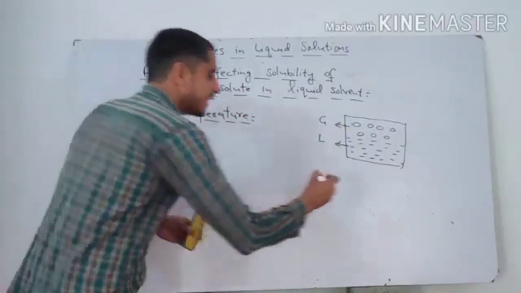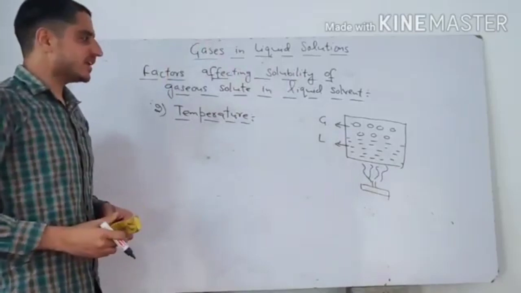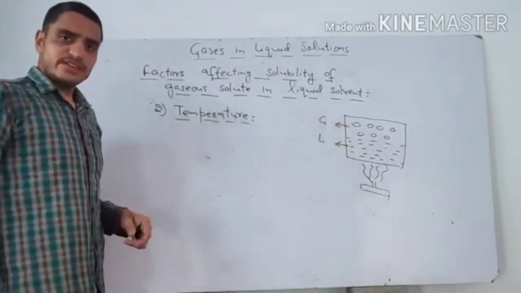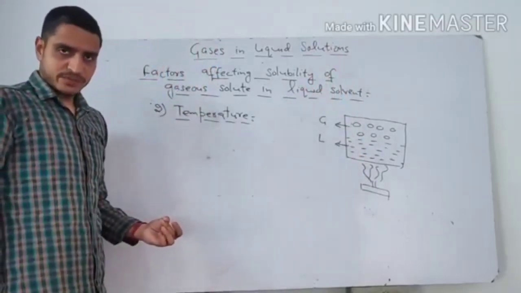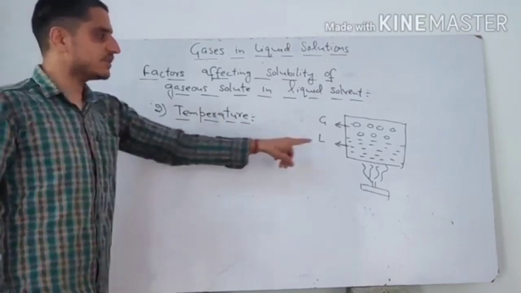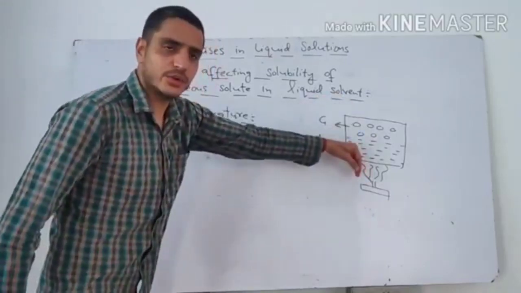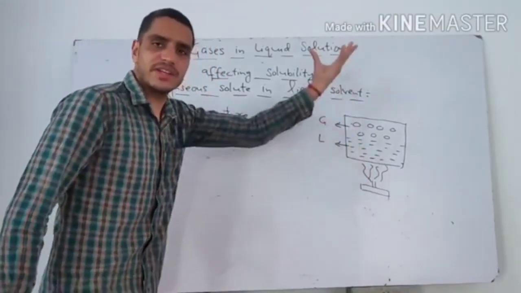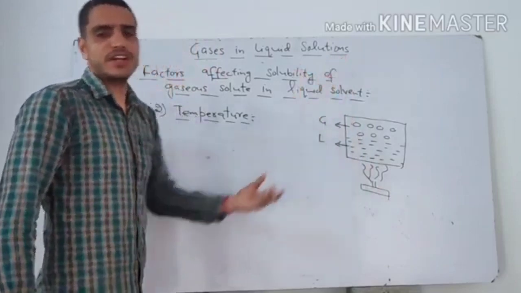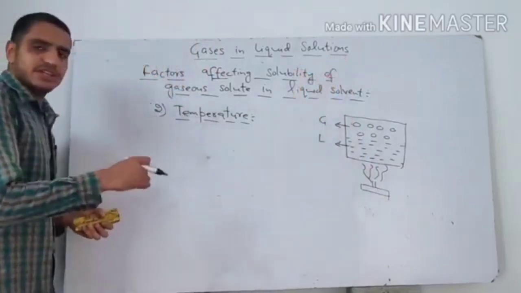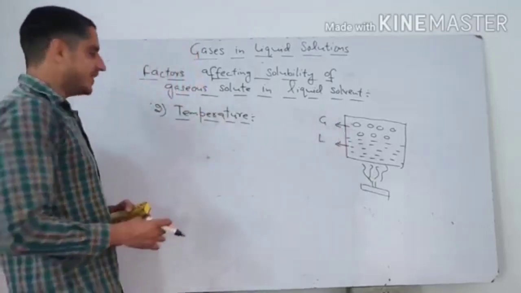Okay, so if you increase the temperature, then the kinetic energy of these gaseous molecules will increase and they will move away from the liquid. The solubility will decrease, because solubility means going down in the liquid, but increasing the temperature is taking them away from the liquid. Getting kinetic energy, they will try to move out. They will not come down. They will move up. So when you increase the temperature, the kinetic energy of the gaseous molecules will increase and their solubility in liquid will decrease.